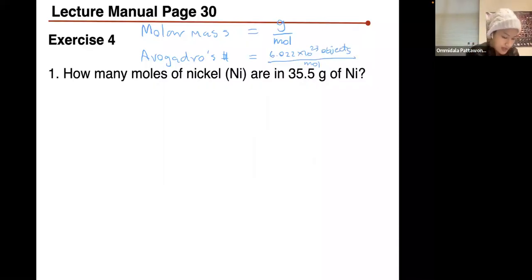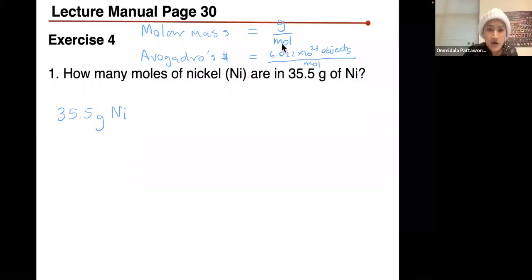In this case, we are given 35.5 grams of nickel. The problem asks us to convert to moles. So if you're looking at this, it's giving us grams, which is the mass, and it's asking for mole. Which one of these two contains the unit of mass and the unit of mole? The answer is molar mass. So we are going to use molar mass in this case.